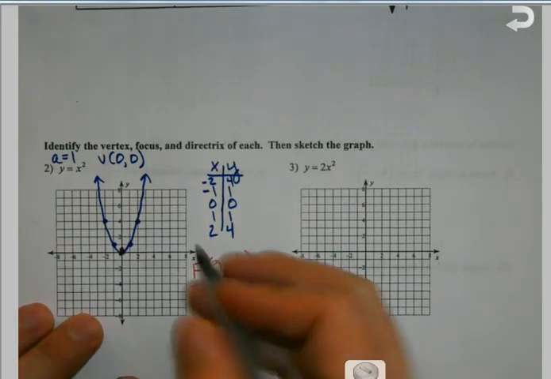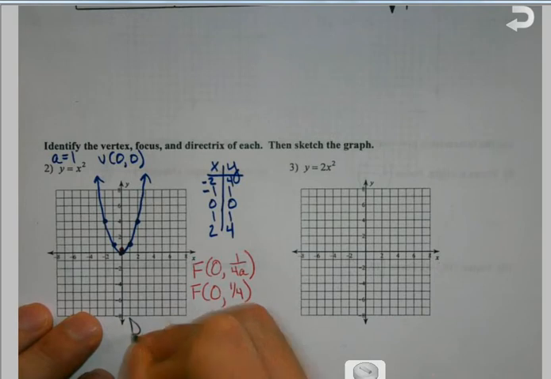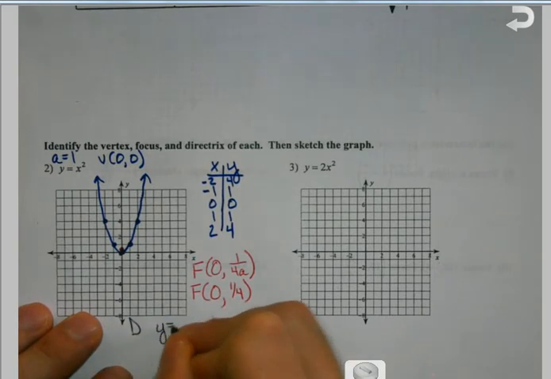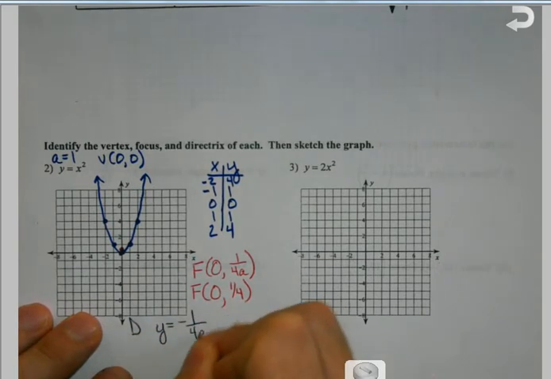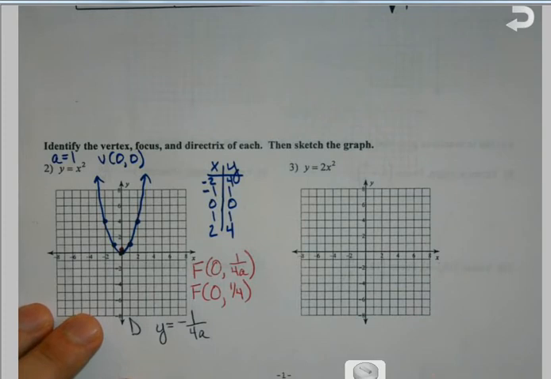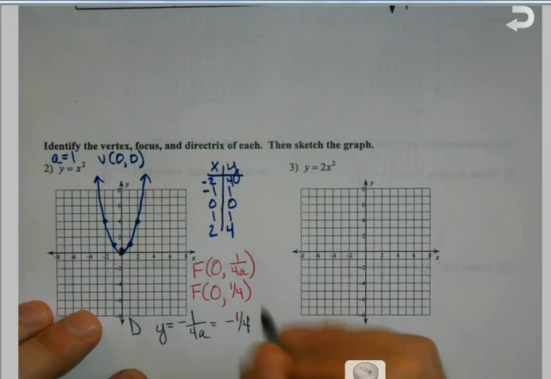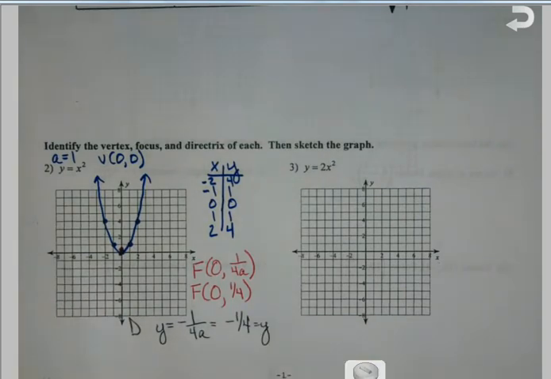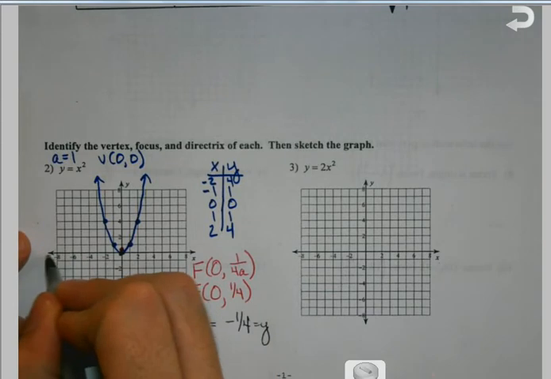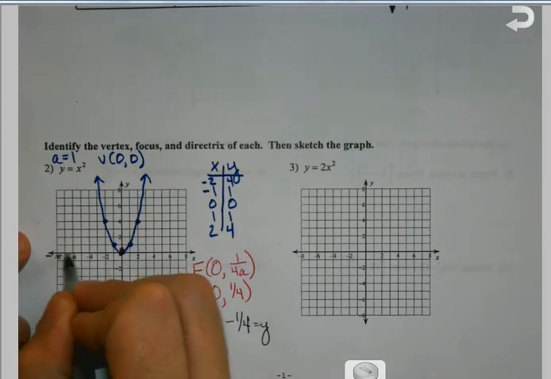So I look to what we just wrote, and I'm like, okay, so my directrix is going to be y equals negative 1 over 4a. And since my a is 1, my directrix ends up being y equals negative 1/4. And again, that can be a little tricky when we're visualizing here, but we'll make it work the best we can.